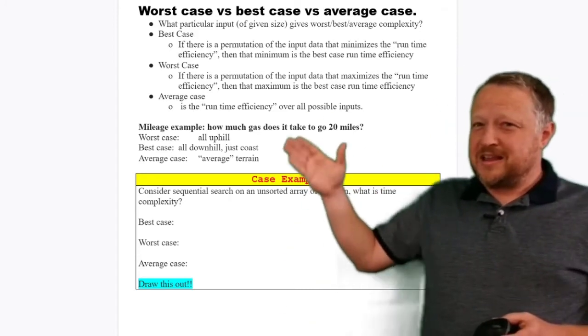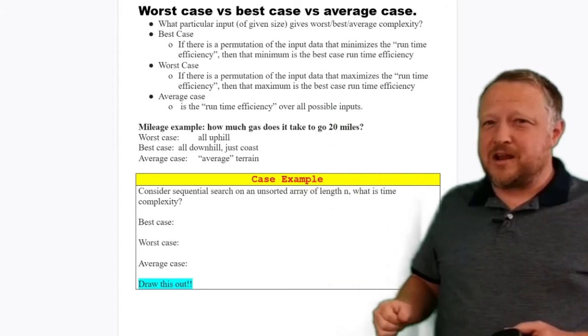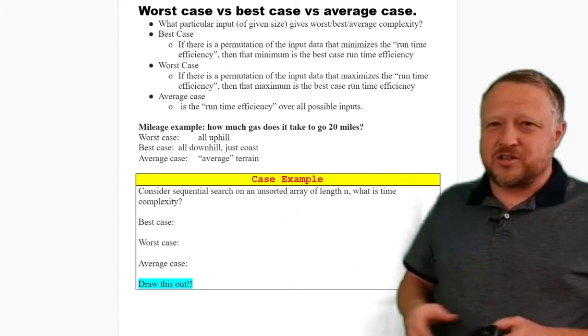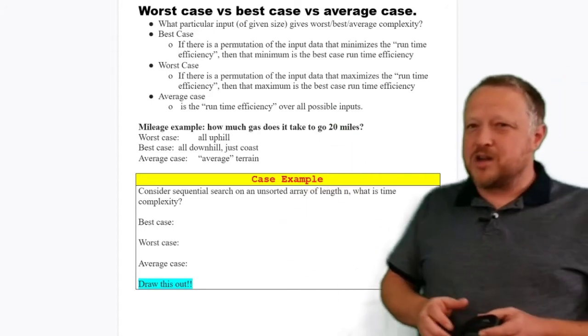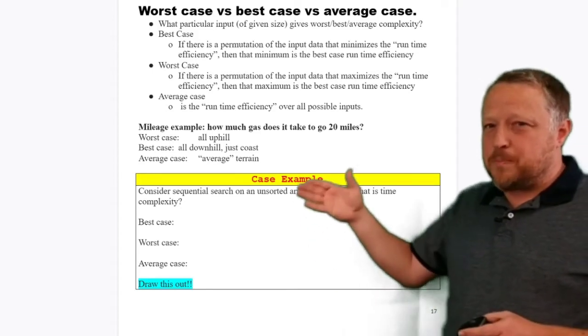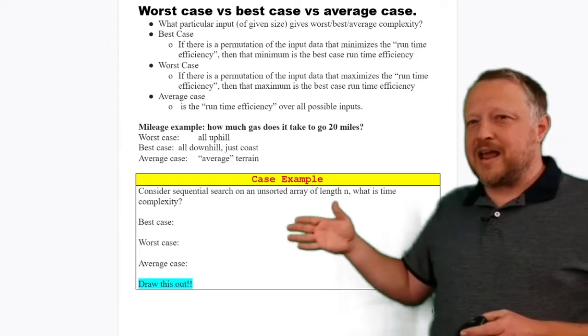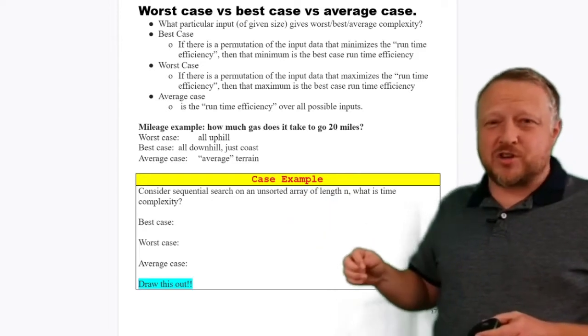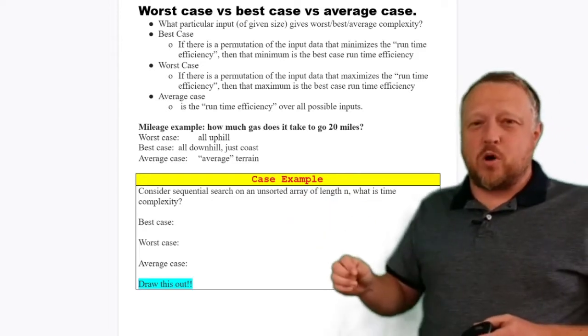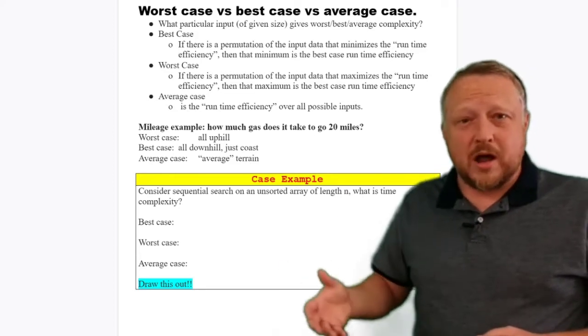But again, I'm trying to give you an example here. Consider a sequential search in an unsorted array of length N. What is the best complexity with all of this? So the best case is if you happen to search for something and it happens to be the first one. So that'd be O of 1.